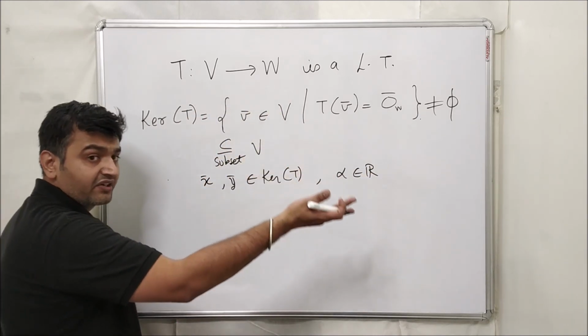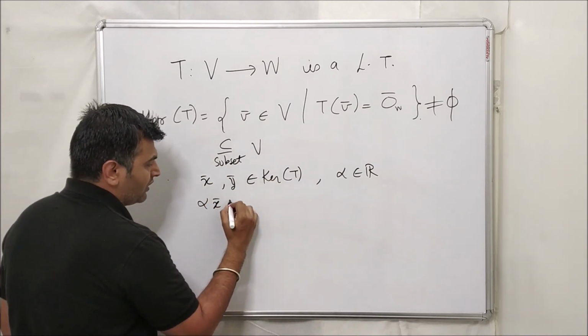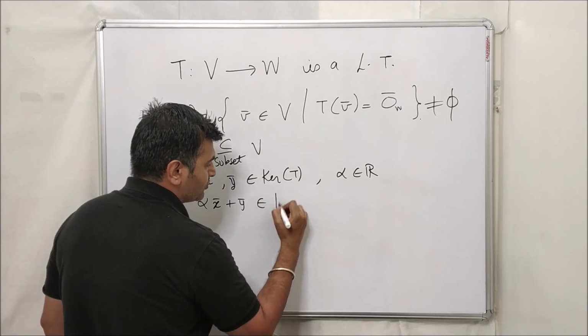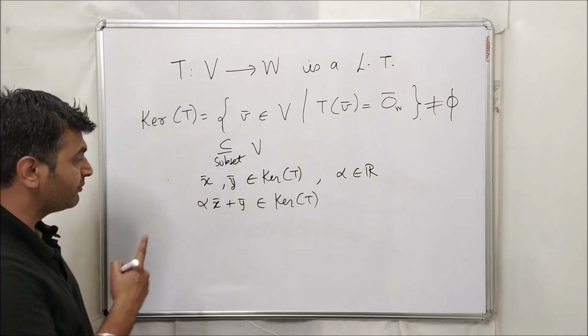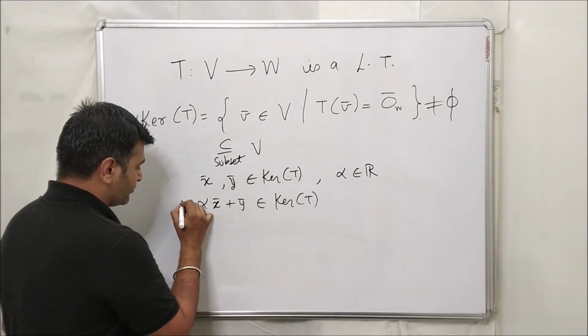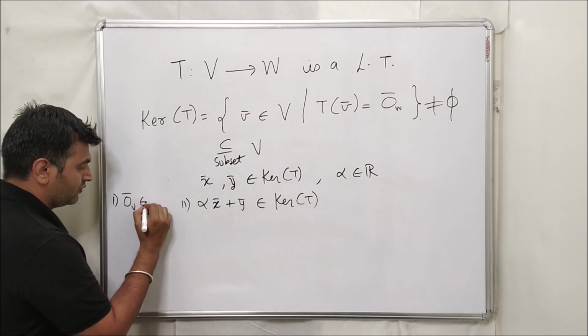It works in general as well, but okay. So we have this. What I want to prove is that alpha x bar plus y bar belongs to the kernel of T. And I will also want to show that this is non-empty. So the first thing, actually the second thing, first we need to show that the kernel is non-empty.